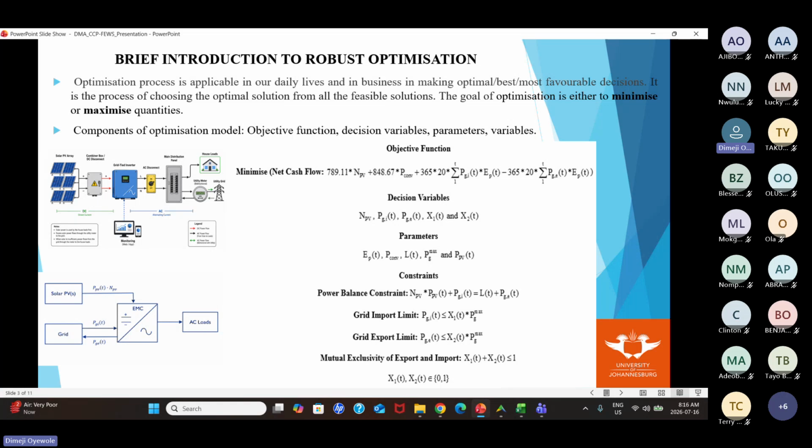Now, basically, an optimization model has some components. It has 4 basic components. It has the objective function, the decision variables, the parameters, and the constraints. Sorry, the last thing here is meant to be constraints. So it has the objective function, the decision variables, the parameters, and the constraints.